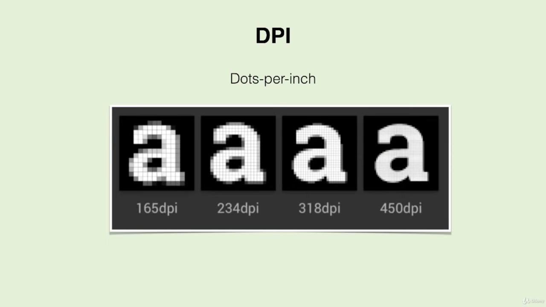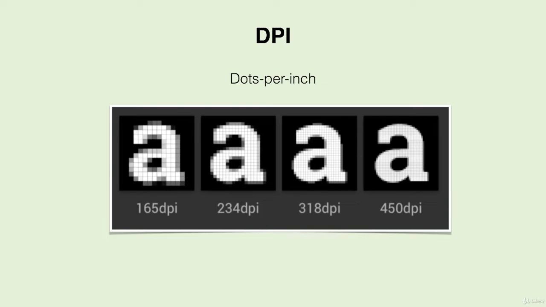So if you look at this diagram here, you notice that the fewer dots, the lower the quality of the image being rendered. Right? At 165 DPI, the image is very pixelated, meaning it's not good quality. The more DPI we have, the better the image looks. By 450 DPI, because of the amount of dots per inch, we have a better image quality.